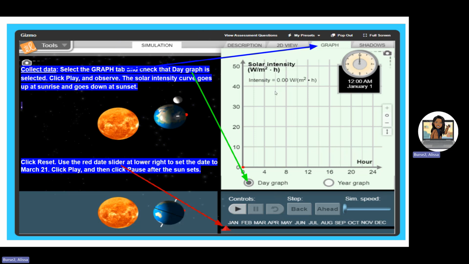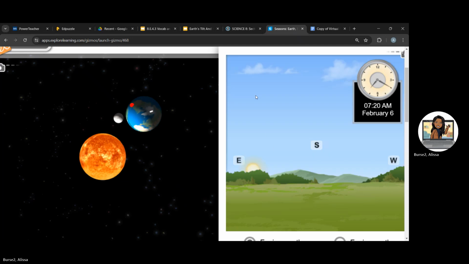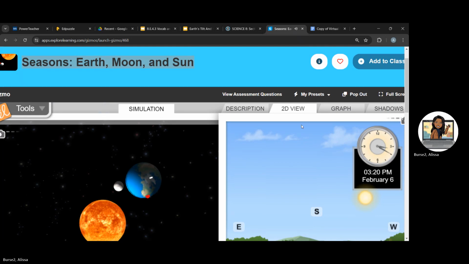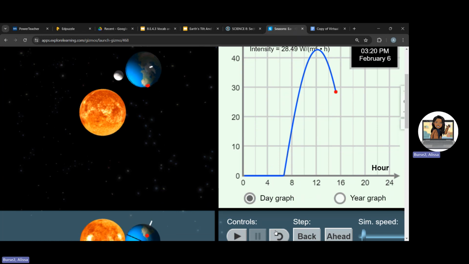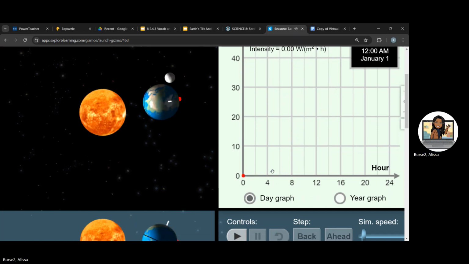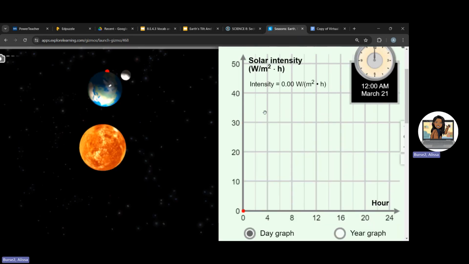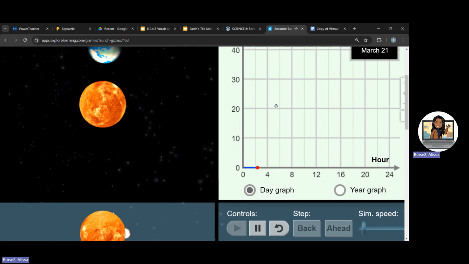So let me show it to you on Gizmos, and then I'll go to, oh look, we were still going. Then I'll go to Schoology so you can see it. Let me reset. Let me drag this right here over to March 21st. Let's see, I'm on March 21st. And then let's get it popping.